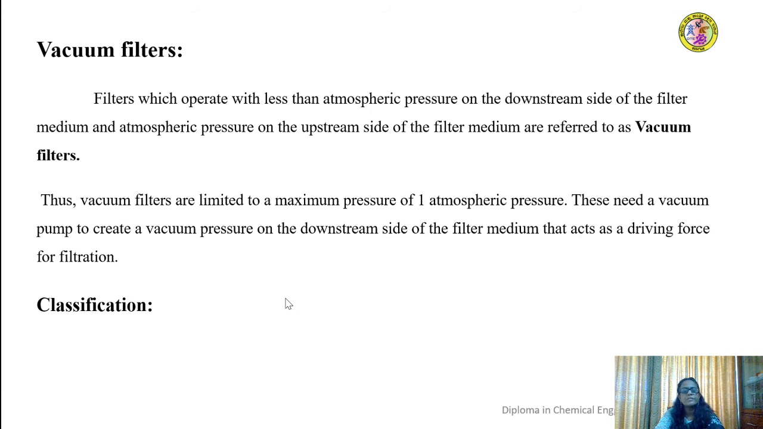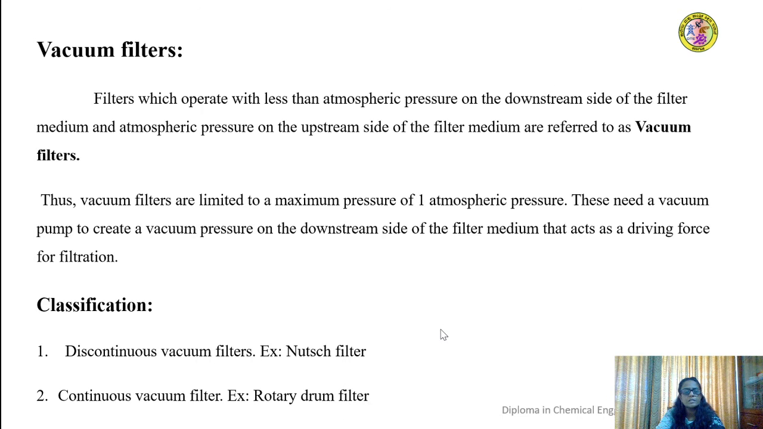Coming to the different types of vacuum filters, we have batch operated vacuum filters called discontinuous vacuum filters, for example, the nutsche filter. Then we have continuous vacuum filters also. As I told you, as an example, there is the rotary drum filter, which is a continuously operated vacuum filter.